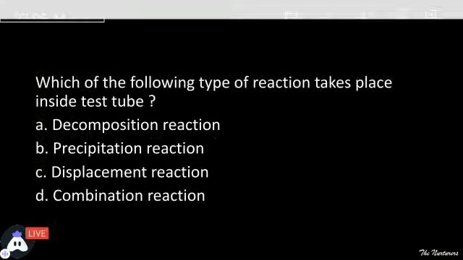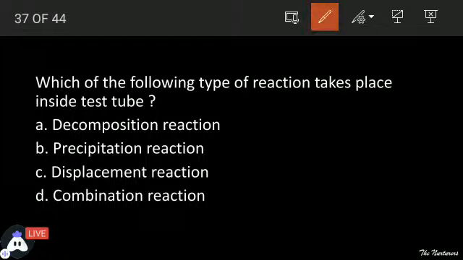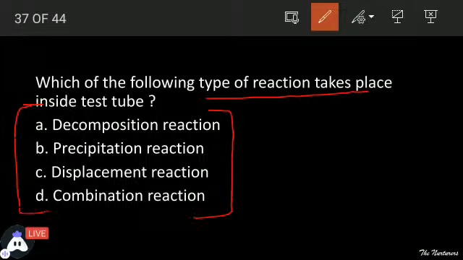द वेरी फर्स्ट इज, विच ऑफ द फॉलोइंग रिएक्शन टेक्स प्लेस आउट ऑफ these four in the case of iron nail and copper sulphate? When these both reacted, which reaction took place? Whether is it decomposition or precipitation or displacement or combination? Out of these four, which reaction occurred in the above example or the passage?